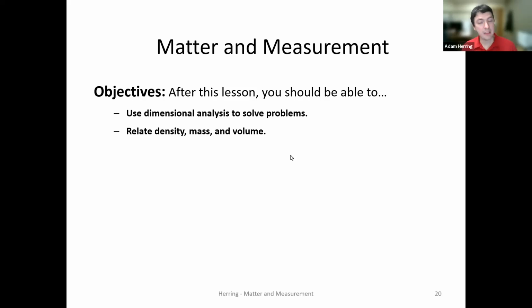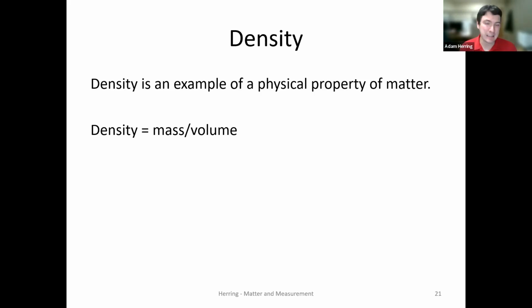Welcome back. In this video, we're going to continue learning about matter and measurement by using dimensional analysis to solve problems and relate density, mass, and volume. Let's start by defining density.